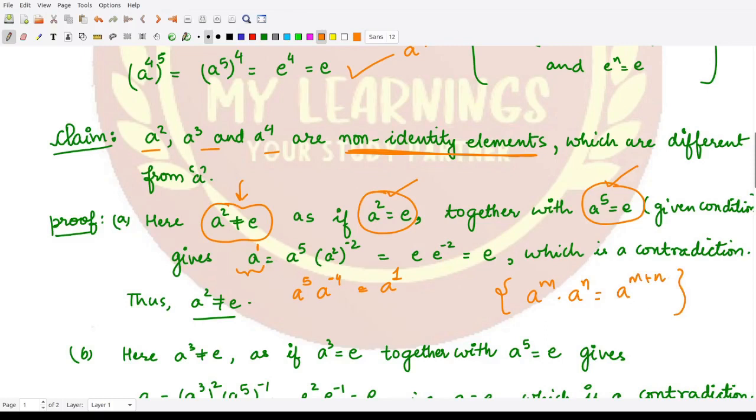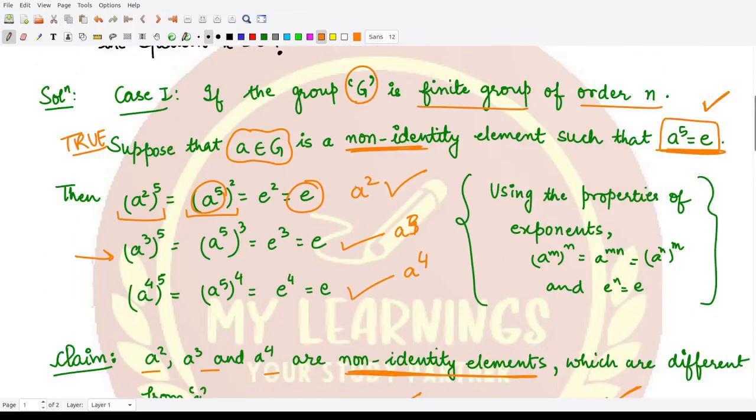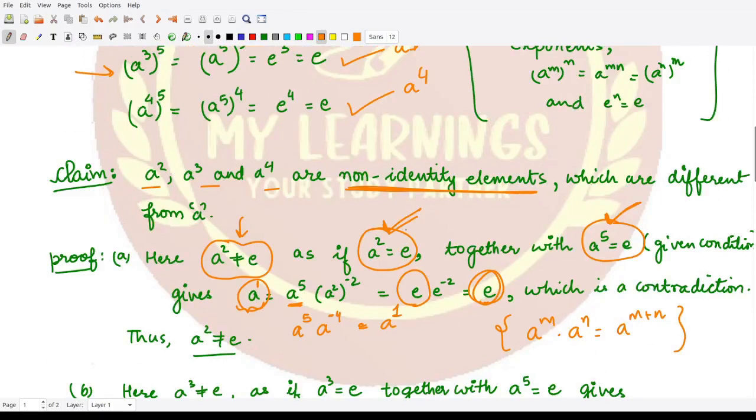So this becomes a. When you simplify this, what is the value of a raised to power 5? Using this condition, we have this as equal to e. What is the value of a square? We have assumed this to be e, so it is e raised to power minus 2. When you simplify this, you would again have the value e. So your a comes out to be equal to e. However, this is not possible because in the very starting we assumed that a is a non-identity element. Hence this is a contradiction. Hence this cannot be true, so a square is not equal to the identity element.